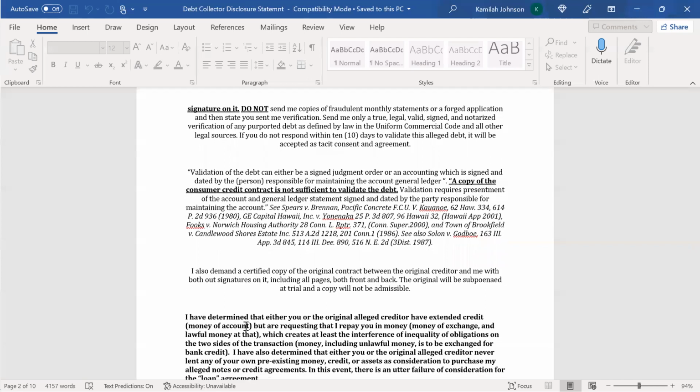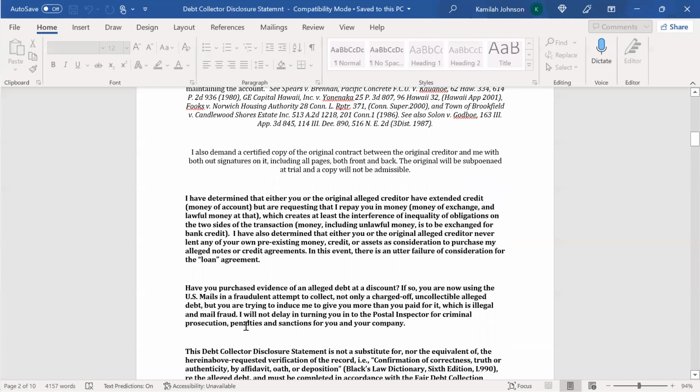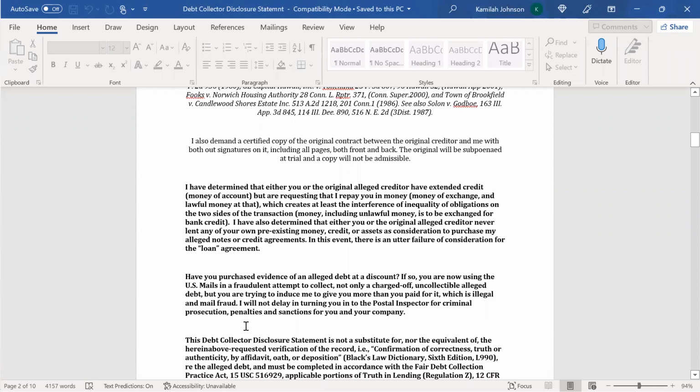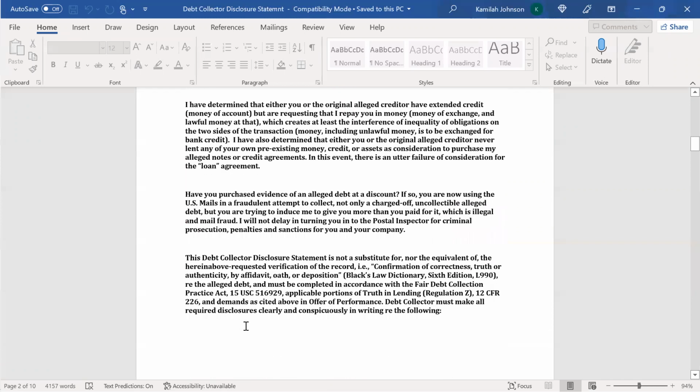All right. I also demand a certified copy of the original contract between the original creditor and me with both our signatures on it, including all pages, both front and back. The original will be subpoenaed at a trial, and a copy will not be admissible. I have determined that either you or the original alleged creditor have extended credit, money of account, but are requesting that I repay you in money of exchange, and lawful money at that, which creates at least the inference of inequality of obligations on the two sides of the transaction. Money, including unlawful money, is to be exchanged for bank credit.